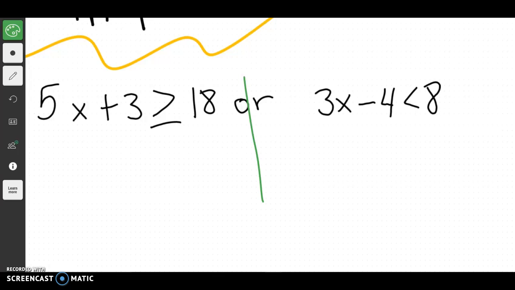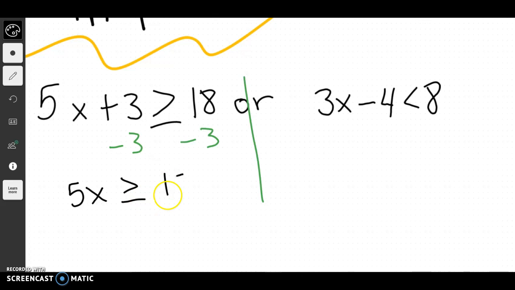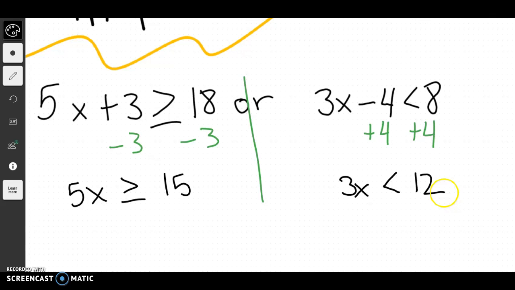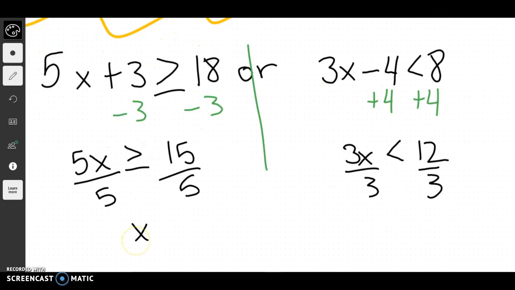So like 5x plus 3 is greater than or equal to 18. Subtract 3 from both sides. Get that 5x is greater than or equal to 15. This one will add 4 to each side. And we'll get that 3x is less than 12. Divide by 5 here. Divide by 3 here. And then we'll get x is greater than or equal to 3. And x is less than 4.